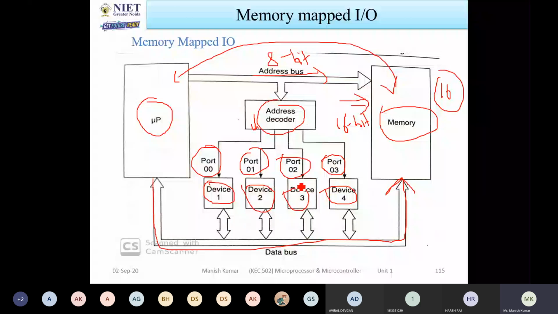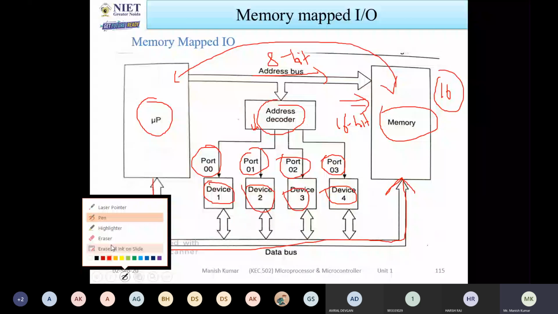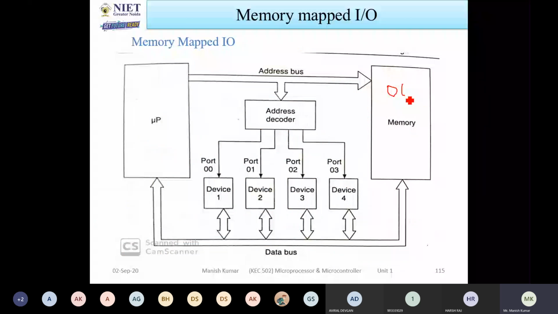The problem is, let us consider the memory address is 00H. If this address is there, with the help of this address, it will search one location. The location address is 00H. Now if you are sending 00H, here also 00 will be there. So in this case, device 1 and the memory location both will be accessed. So the processor will get confused and will not be able to do the work. Correct? So you have to remove this type of problem.